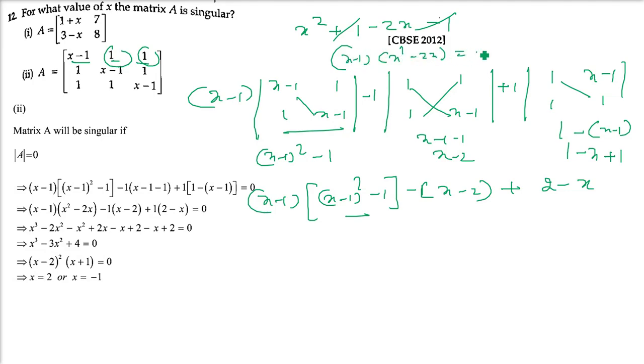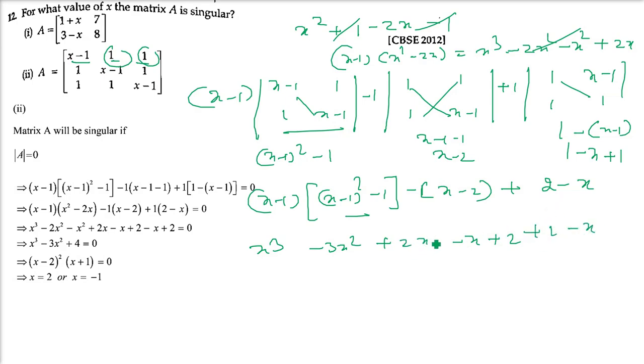So x minus 1 into x square minus 2x. What do you get? x cube, and then we have minus 2x square, then minus x square, and then minus minus plus 2x. So finally what we get? x cube minus 3x square plus 2x. Now we open this: minus x plus 2, and this is plus 2 minus x. Now this 2x cancels with minus x minus x. Then this 2 and 2 becomes 4. So what do you get? x cube minus 3x square plus 4 equals 0.